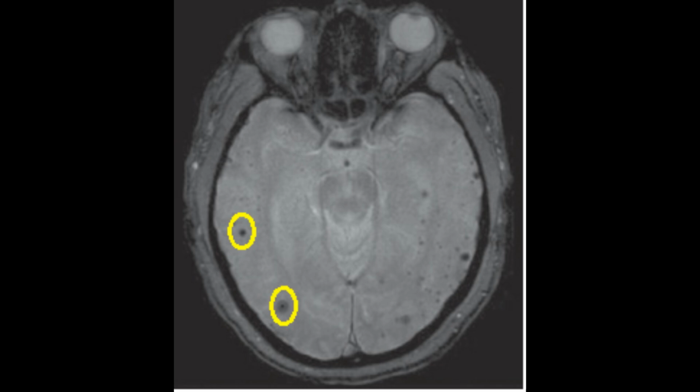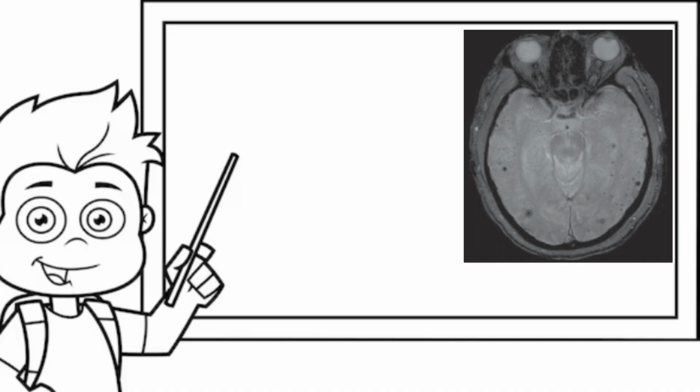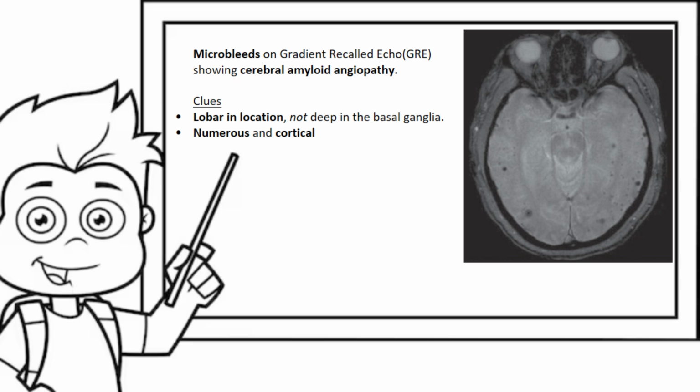Scattered across the brain, mostly in the outer cortex, particularly the temporal and the occipital lobes, are small, dark, circular spots. These are jet black, like tiny ink blots on a page. These are not tumors. These are not calcifications. So, what are these? Well, they are microbleeds, and GRE MRI, also known as the gradient recalled echo, is the perfect sequence to catch them.